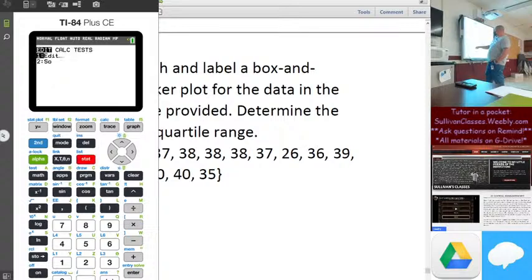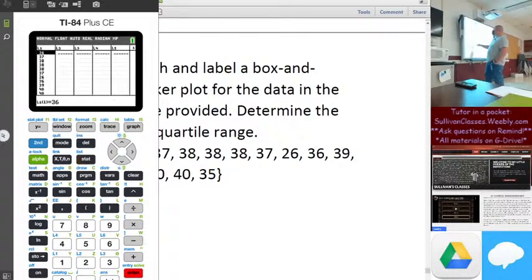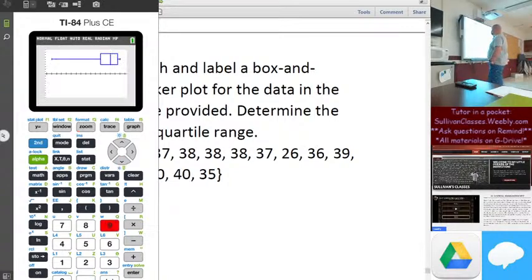I missed a number somewhere. That is way off. Stat, edit, right? 36. Is it really that bad? Yeah, it's all a bunch of 30s, 30s, 30s, 30s, and then that 26 was way down there. Wow, this is just a nasty one. Okay, so when you label it, make sure that you actually put these values in. Minimum, quartile, median, quartile, maximum.